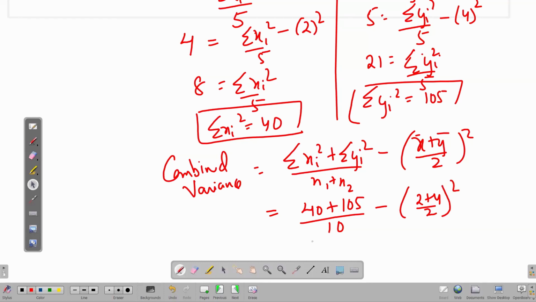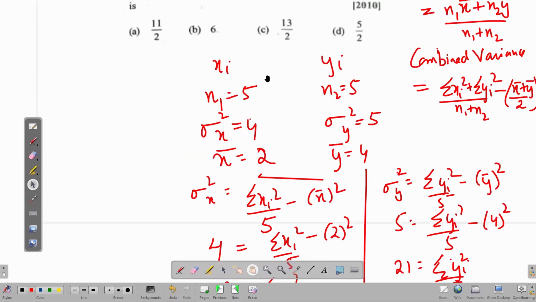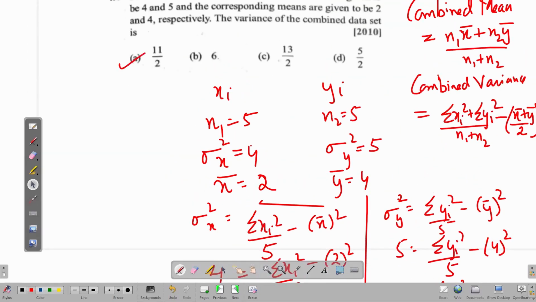On further solving, what I get comes out to be 145 upon 10 minus 9, that is 145 minus 90 upon 10, that is 55 by 10, and that comes out to be 11 by 2. So my desired option is option A, that is 11 by 2.